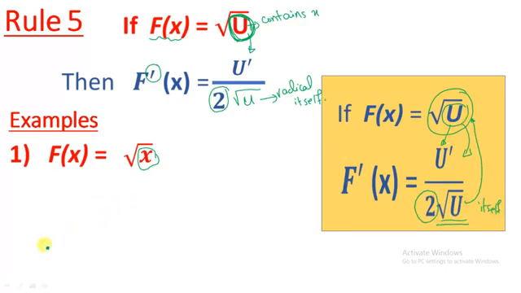So here we will have the quantity under the radical, we will call it u. So let u equals x. Okay, we will take the derivative of this quantity and we will call it u prime. So u prime is the derivative of x, which is 1.